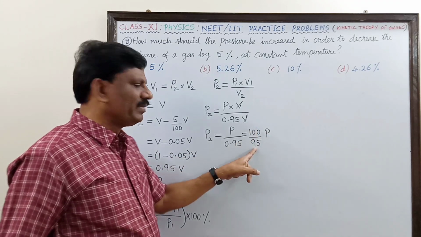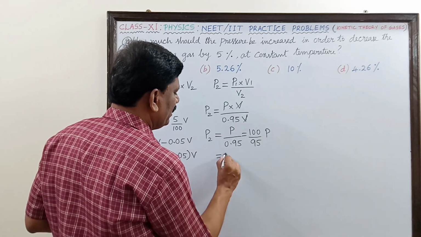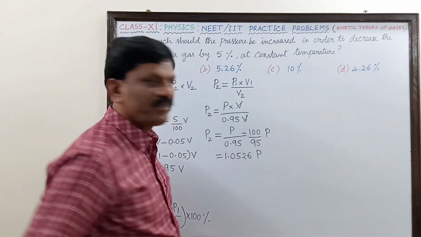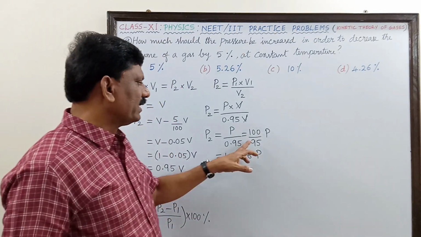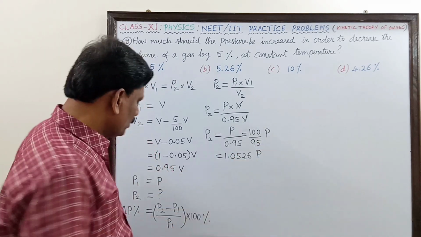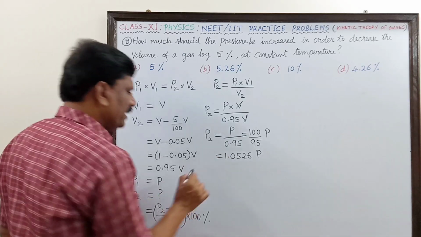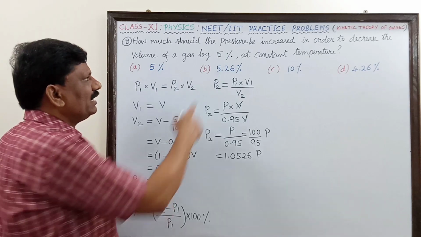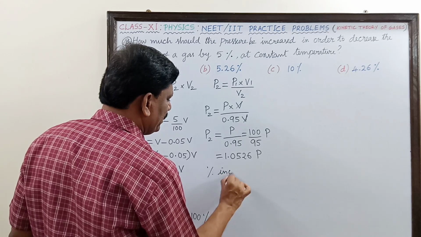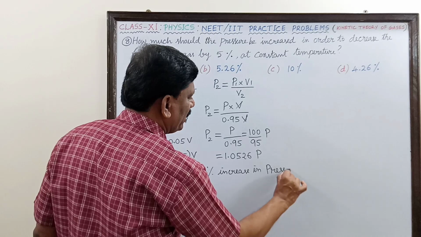So 100 divided by 95 must certainly be greater than 1, is it not? And that is found to be 1.0526 times P, if you divide by calculator. So we have found the value of P2 in terms of P1. Now we will find out what is the percentage increase in pressure.